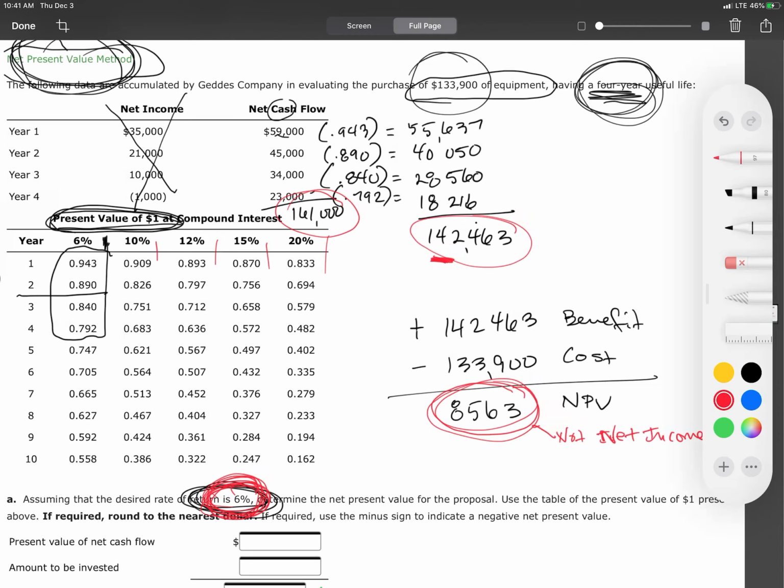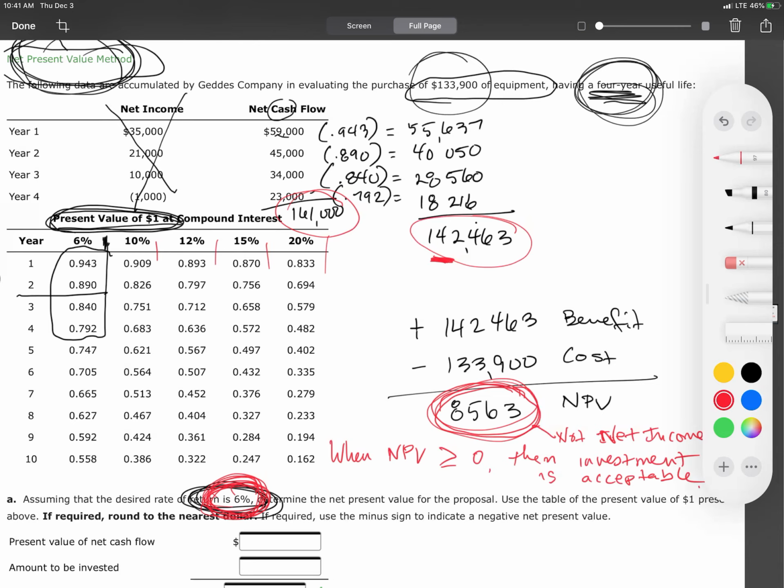Here, let me explain. Here's the decision rule. When net present value is greater than or equal to 0, then the investment is acceptable. So, net present value is greater than 0, therefore this investment is more than acceptable. So what does that mean? Really just means it's very acceptable.